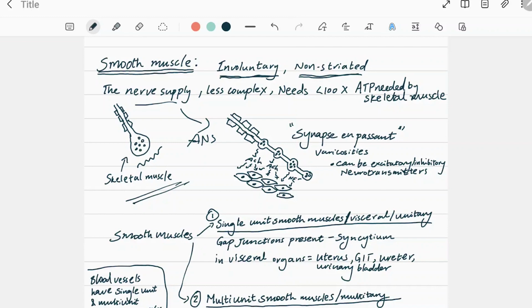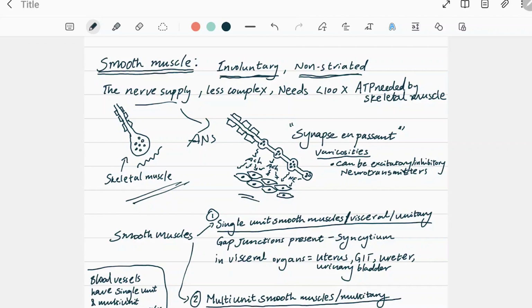What we have over here is a neuron that has multiple little bulges. You can see these are varicosities. Varicosities are bulges, like when your leg veins get dilated permanently because you stand for a long time and damage the valves, you blow out the valves, so you get varicose veins. Like that, you get these dilatations in the structure of the neuron that's supplying these smooth muscles, and we call this synapse en passant, or synapses that are made in passing.